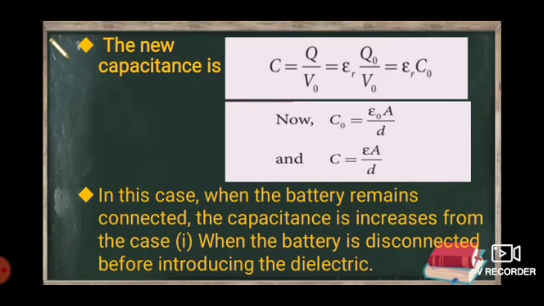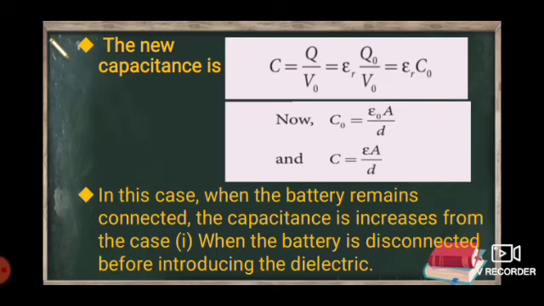So the charge increases, which means the capacitance increases. The new capacitance can be written as C is equal to Q divided by V naught. We already know the value of Q: Q is equal to epsilon r into Q naught, from the first equation. Substituting this, we can write epsilon r Q naught divided by V naught, which is epsilon r into C naught. So C is equal to epsilon r into C naught.